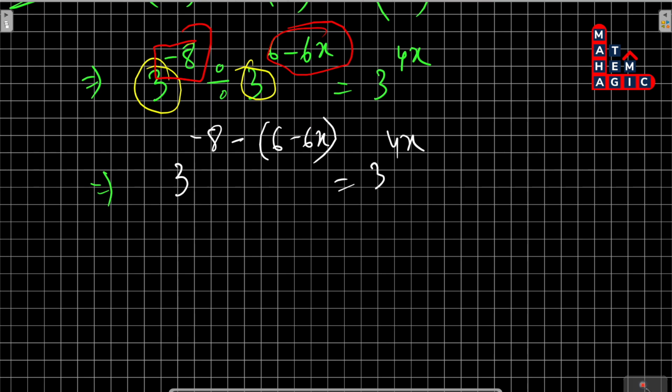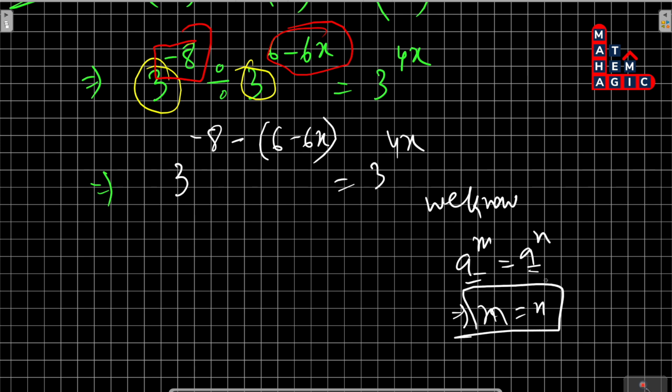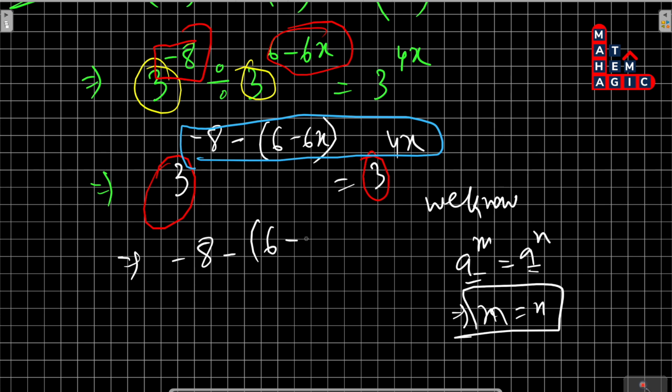Now, let me write down the rule. We know that if a to the power m is equal to a to the power n, the bases are the same, so we drop the bases, and m equals n. Is it all clear? Since this base is 3 and this base is also 3, we just drop the base and make the equation with the powers. If I highlight it like this, it will be easier for you. So it's minus 8 minus (6 minus x), and that side is 4x.